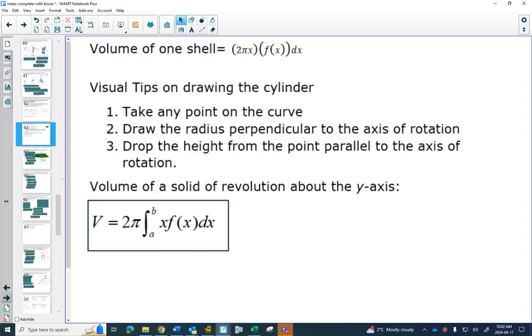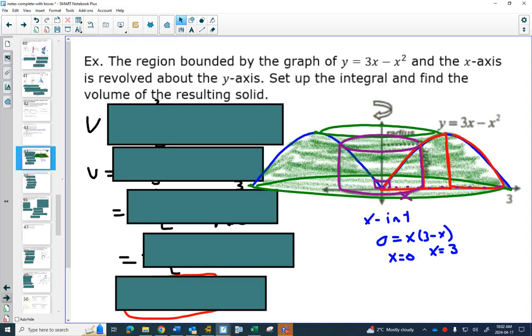So here are some tips on drawing that. You draw your radius perpendicular to the axis of rotation, drop your height to the point, and then you have your cylinder. So let's look at our first example here. We're going to get rid of the red lines because they were for the washer method.